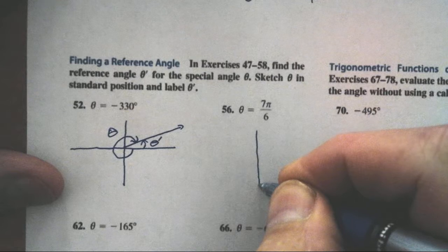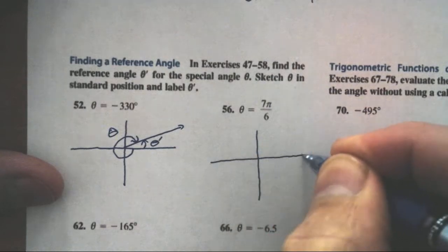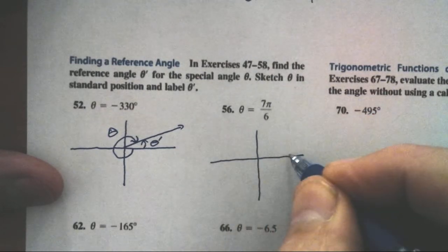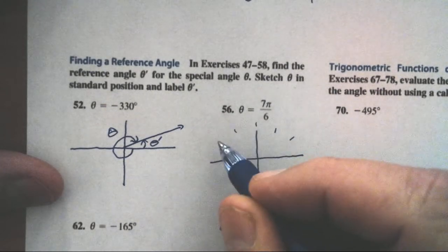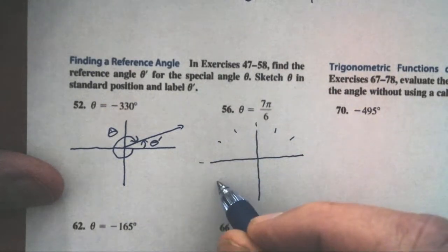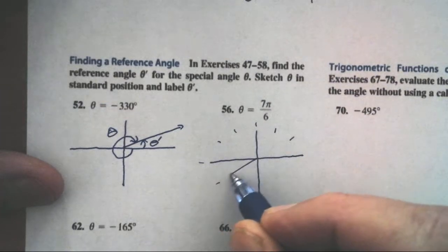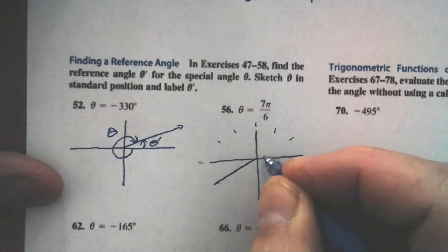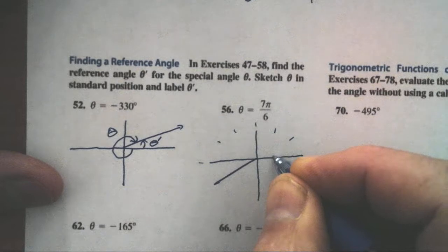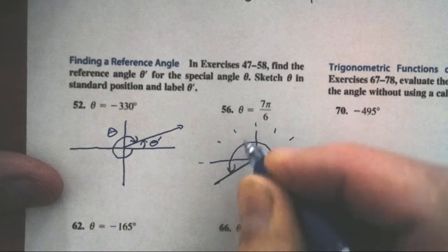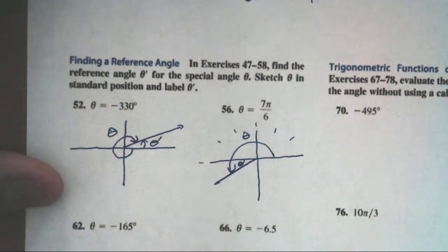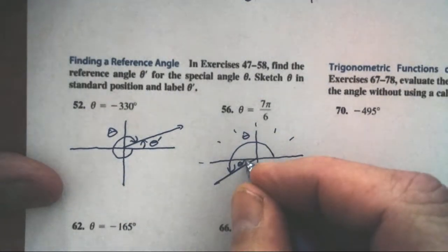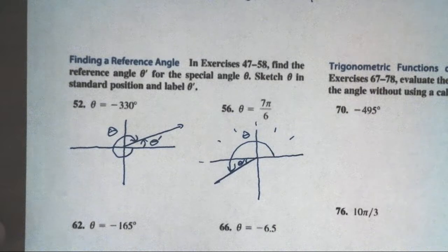7/6 pi. 6 tick marks to go half a circle: 1, 2, 3, 4, 5, 6, and a 7th one right here. So our angle terminates there. Here's how we got there. Spun around this way. There's theta. But right in here is little sneaky theta prime. That angle to the x-axis.